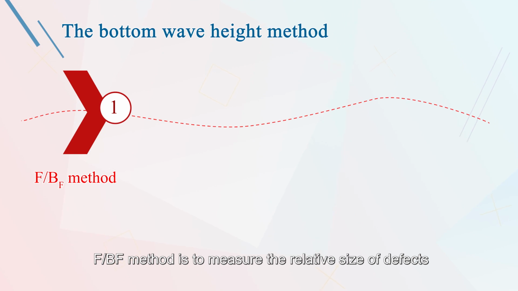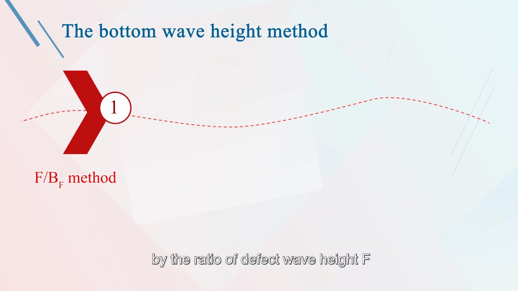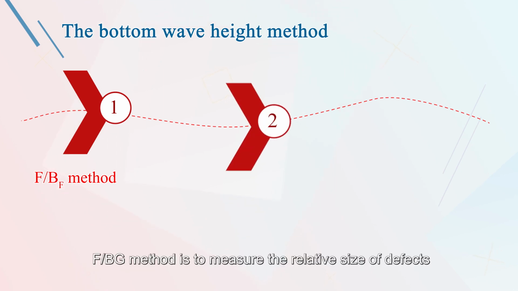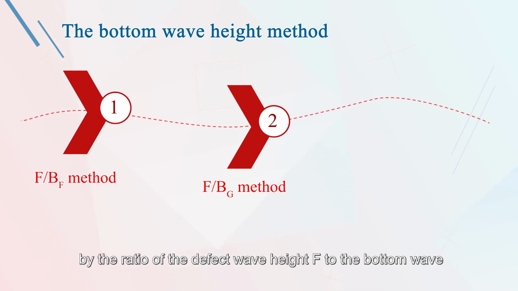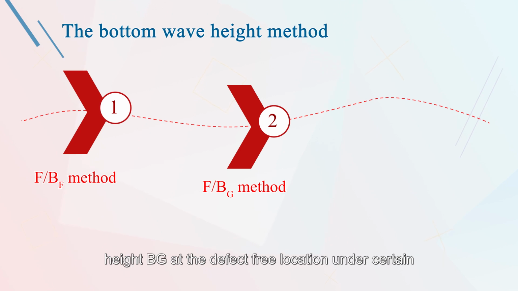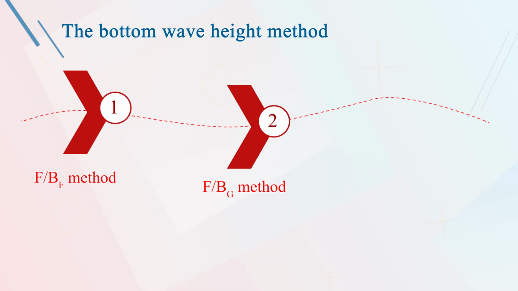The F/BF method is to measure the relative size of defects by the ratio of defect wave height F and bottom wave height BF at the defect, under certain sensitivity conditions. The F/BG method is to measure the relative size of defects by the ratio of the defect wave height F to the bottom wave height BG at a defect-free location under certain sensitivity conditions.